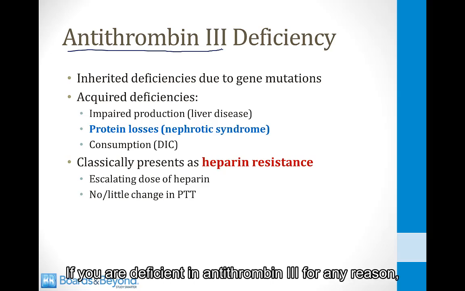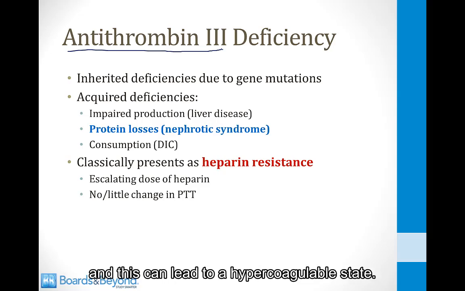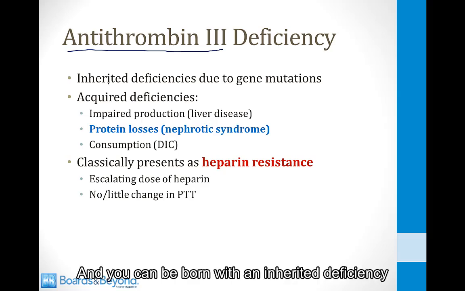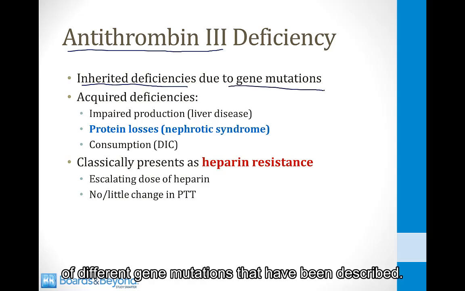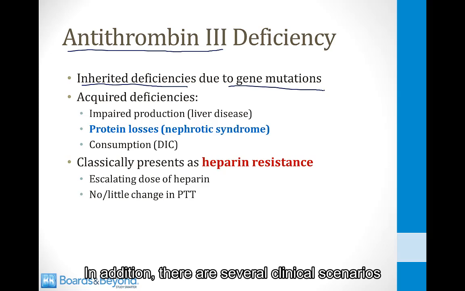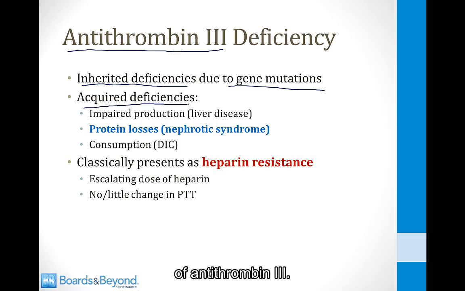If you are deficient in antithrombin 3 for any reason, you can have overactivity of the coagulation cascade, and this can lead to a hypercoagulable state. And you can be born with an inherited deficiency of antithrombin 3 due to a number of different gene mutations that have been described. In addition, there are several clinical scenarios where patients often develop an acquired deficiency of antithrombin 3. This includes liver disease. There can be underproduction of antithrombin 3 from the liver.